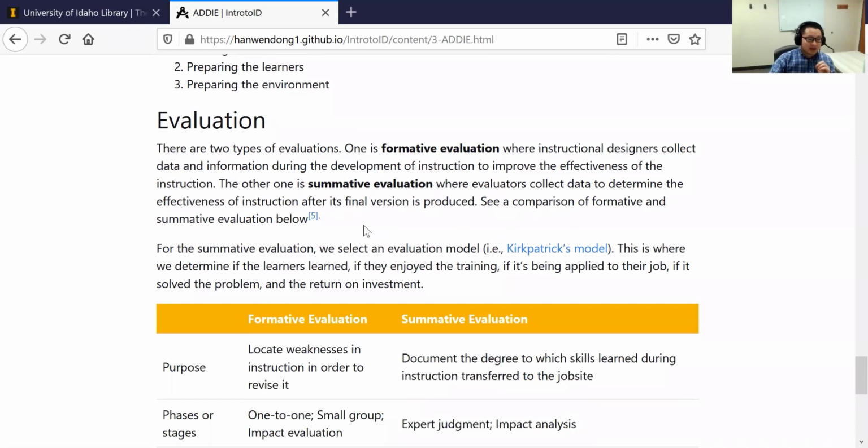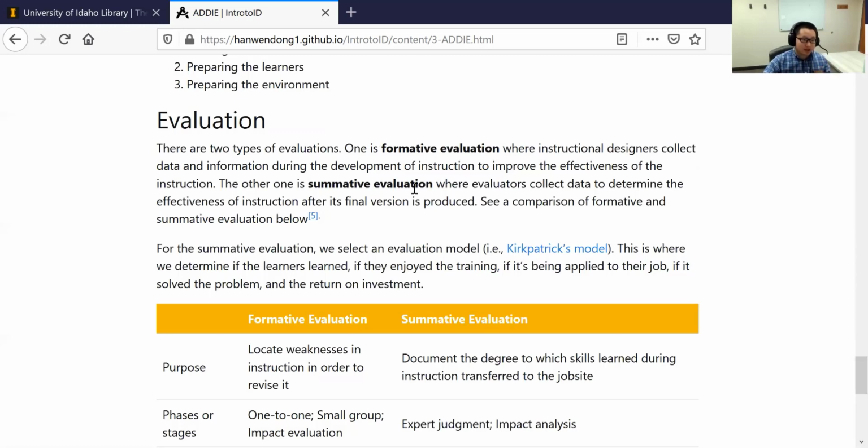Lastly, we have evaluation. This is the final phase of ADDIE. There are two types of evaluation. Formative evaluation is where we collect data and information during the development of the instruction to improve the overall effectiveness of the instruction. We might involve the end users through usability testing to show them a prototype version and observe how well they do and gather some feedback.